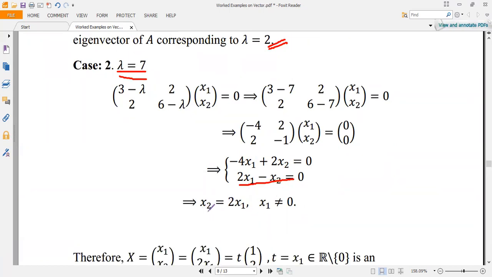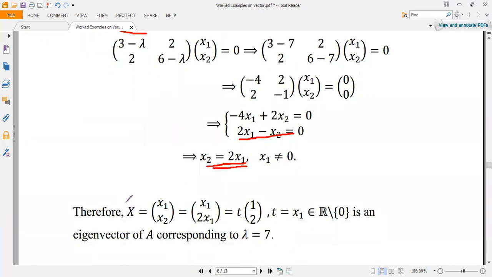This implies that x2 is equal to 2x1, and x1 is different from 0. So the eigenvector x is equal to x1, x2, which is x1 and x2 is 2x1. Letting x1 be equal to t, then t times (1, 2) is the eigenvector corresponding to lambda equal to 7.